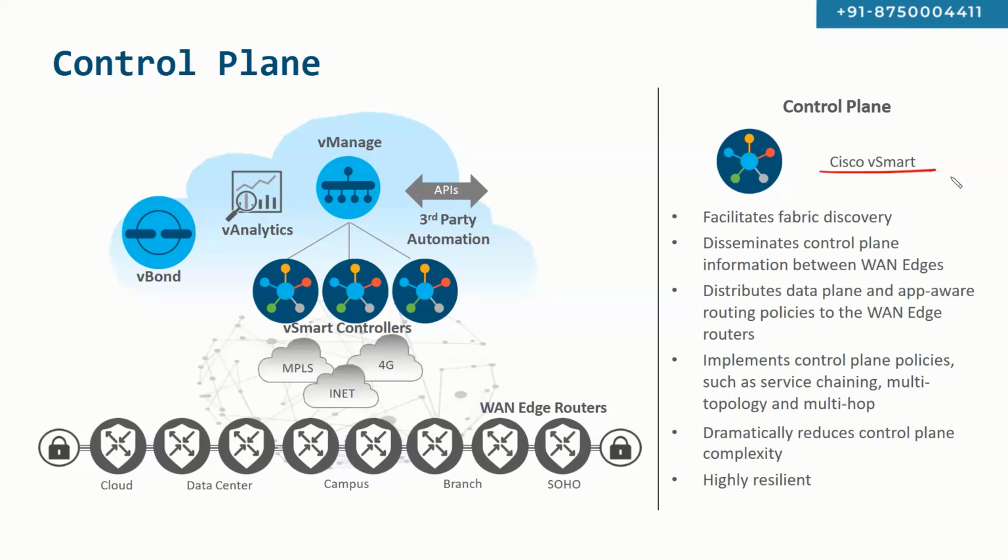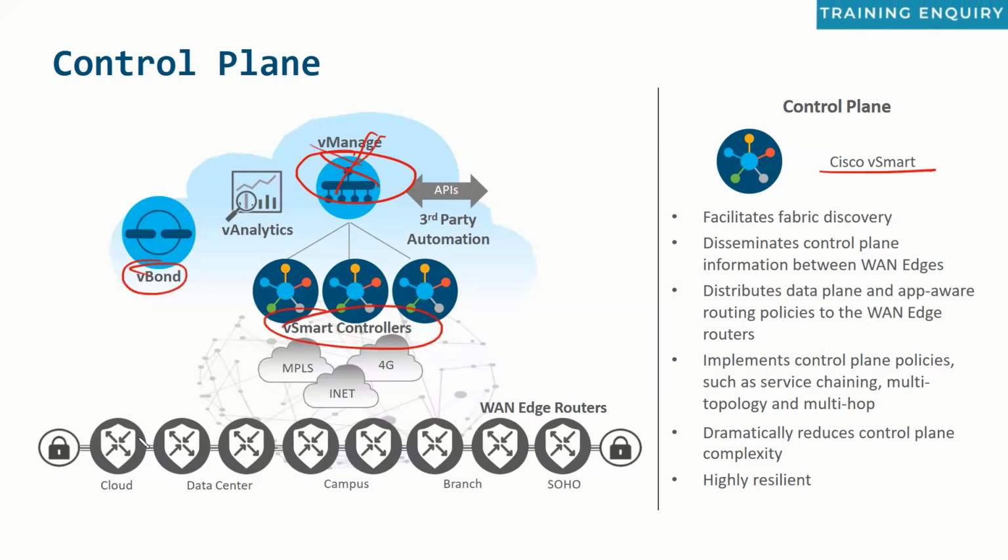Sir, if vManage goes down... that's why we are using the distributed architecture here, right? Just a moment, let me complete my explanation. We are using distributed architecture. Therefore, if vManage goes down, there will not be any impact on vBond or vSmart.